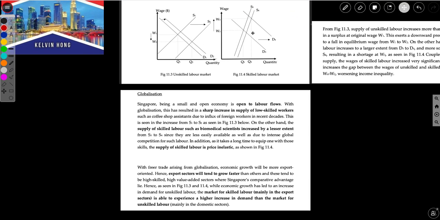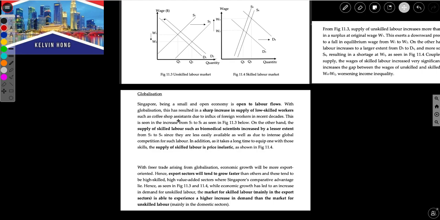So why is the demand increasing a lot more here than over here, and supply and so on? One reason is globalization. You may not have fully learned about globalization at this point, but you will. With globalization, it also means we are more open to labor flows. There are a lot more labor flows moving around the world, and that might have resulted in a sharp increase in the supply of lower skilled workers. Examples I give here: coffee shop assistants and so on, an influx of foreign workers.